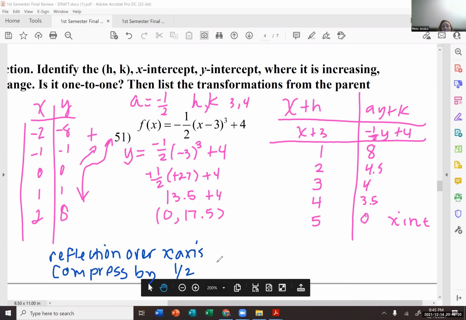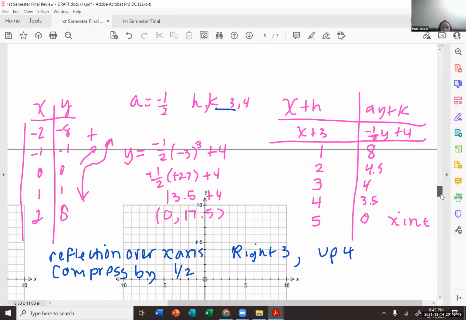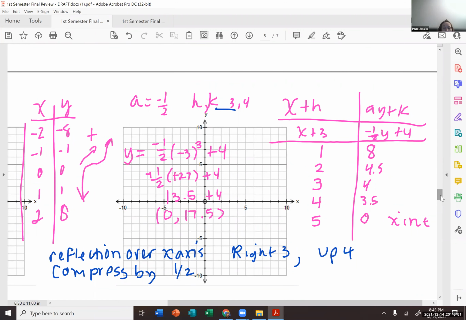Then we talk about h and k. So +3 means we move to the right 3. And we just say left or right for h. And then for k, that's 4, we say up 4. So I love doing those transformations because they seem a little bit easy. And then is this function 1-to-1? Yes, all these h form cubic functions are 1-to-1. So now I just want to graph these values.